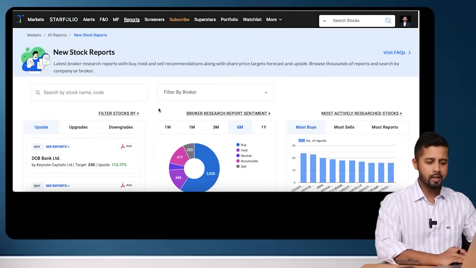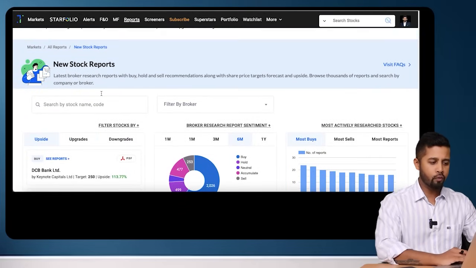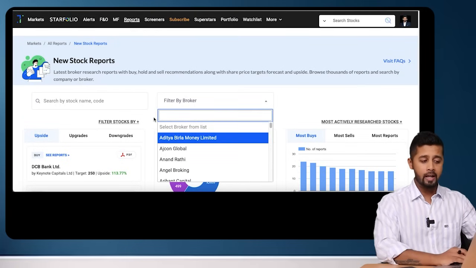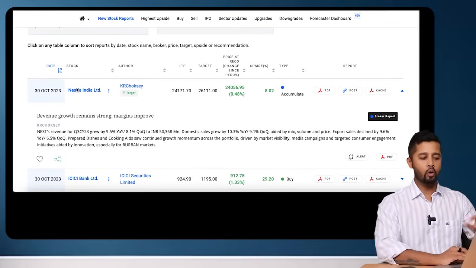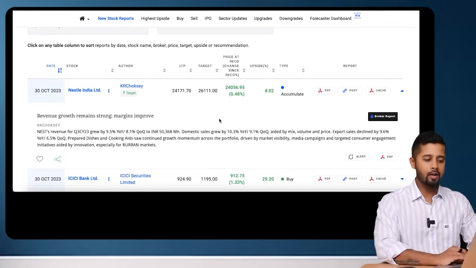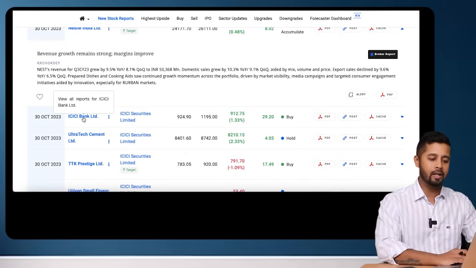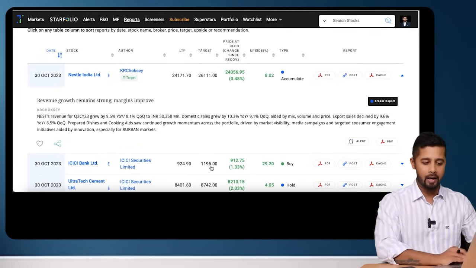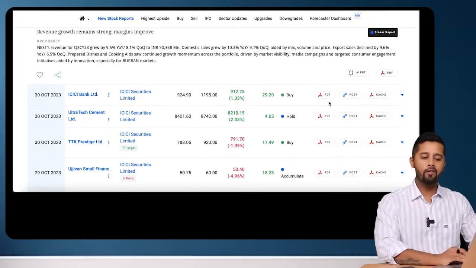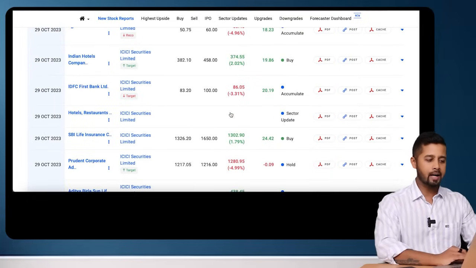So filter stocks, and you can even filter by broker. Let me just open one of them, it will give you a good understanding. Let's say ICICI Securities has given a buy call on ICICI Bank, target is 1195. Right? So this is a stock level report. If you want to understand the reason for it, you can click on this PDF. That will help you understand a lot of things.